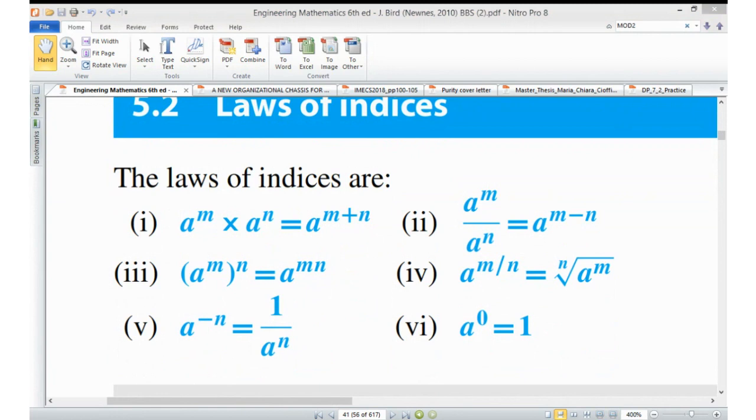Any number raised to power 0 is 1. Very, very important. So as I mentioned, when I pause, it's your time to take the notes.